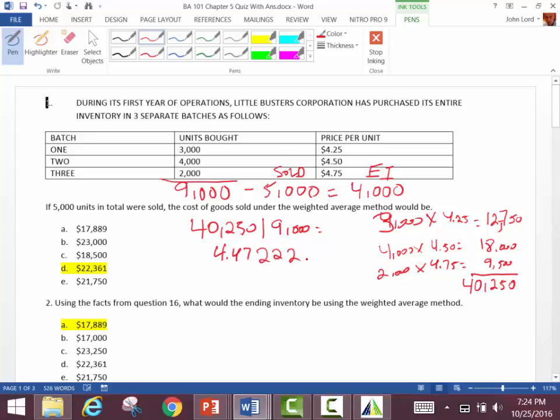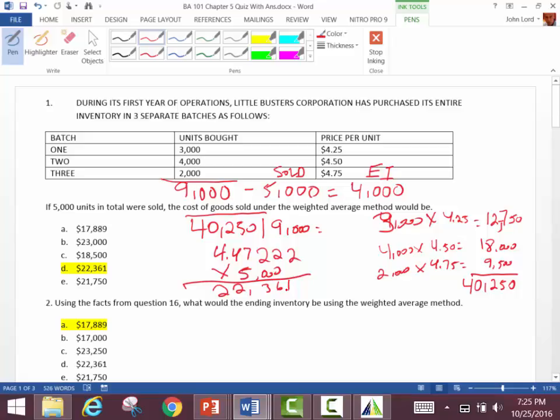4.472222 on into infinity. We'll just do 3 twos. Okay. All right, good. Now what do you want me to do? They want to know the cost of goods sold. Take that number, multiply it by the number of items sold, 5,000, right? And that gives me something close to this 22,361.